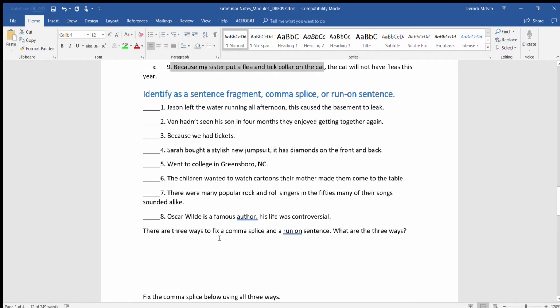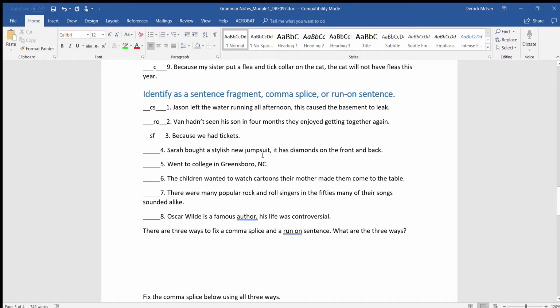Let's identify these as fragment, comma splice, or run-on. You have this comma joining two complete sentences. This will be a comma splice. Van hadn't seen his son in 4 months. They enjoyed getting together. This would be a run-on. Because we had tickets, no complete thought here, so this would be an SF, sentence fragment.